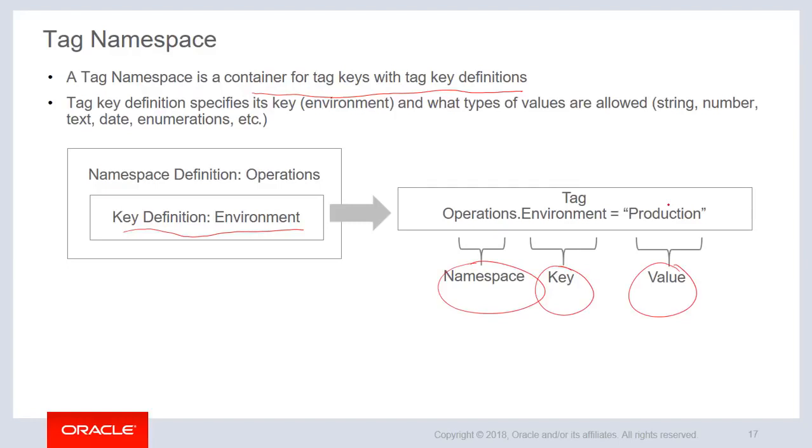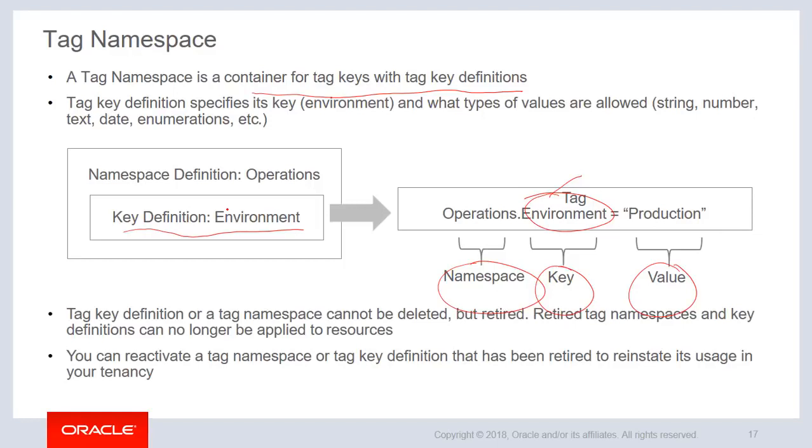The tag key definition or a tag namespace cannot be deleted, but you can retire them. Retired tag namespaces and key definitions can no longer be applied to resources, but you can reactivate a tag namespace or tag key definition that has been retired, and then you can start using them again. So it's a very powerful way for you to have specific kinds of tags, and you have more flexibility and power in defining those.